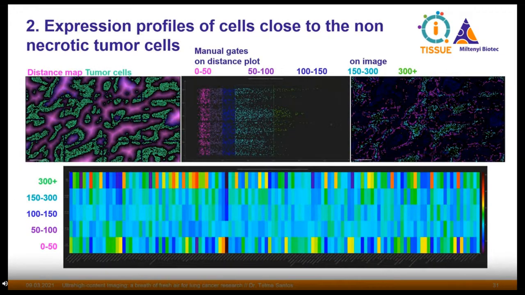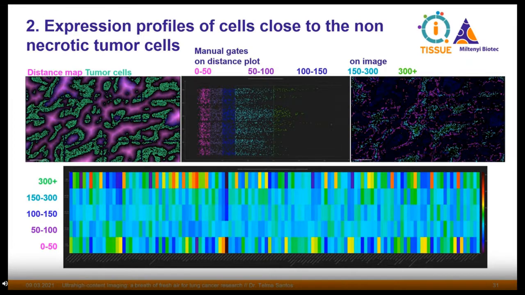Based on the same gating strategy as before, so by the image gate of the necrotic areas and the tumor versus non-tumor areas, I decided here for the second strategy to just do a distance map of the tumor cells. So basically what I wanted to show here is to define which are the cells who are more in contact with the tumor versus the cells who are further away.